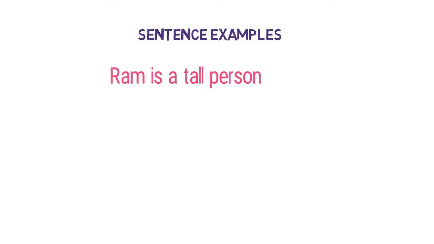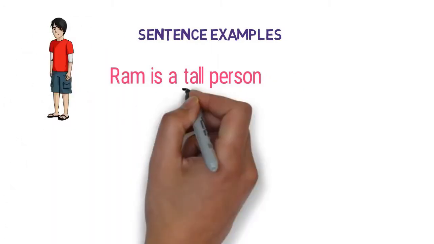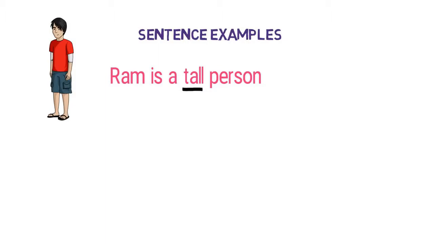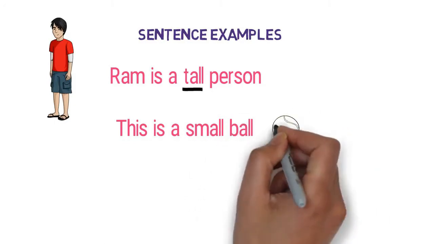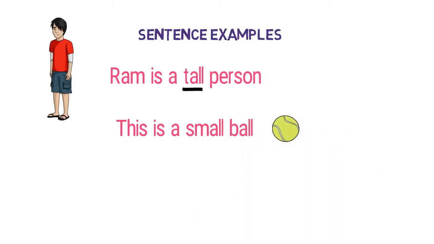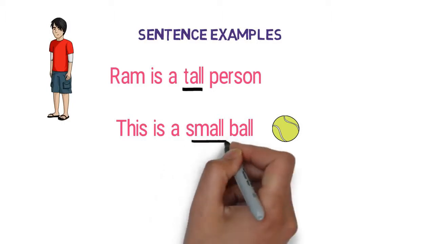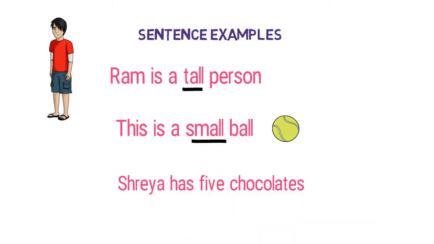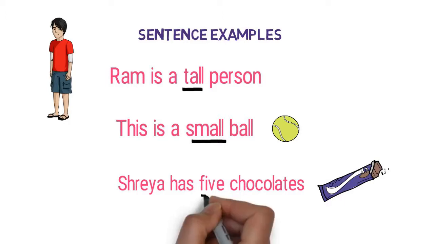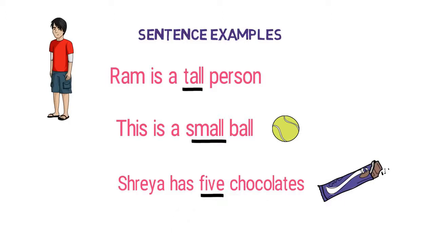Ram is a tall person. Here, tall is a quality that describes Ram, so it is an adjective. This is a small ball. Here, with the help of small, we get to know about the size of the ball, so it's an adjective. Shreya has 5 chocolates. Here, we get to know the quantity of chocolates Shreya has using 5. So, it's an adjective. Now, I think you are clear what adjectives exactly are.